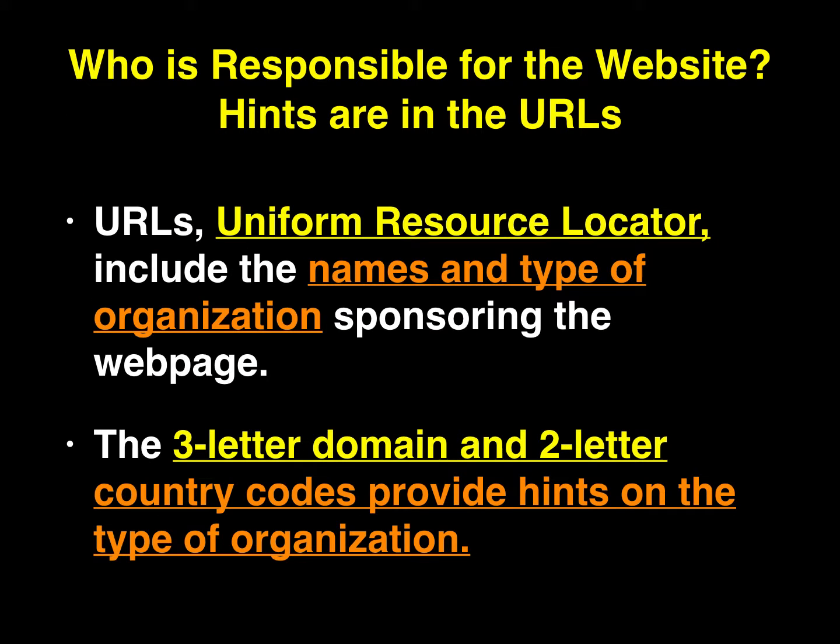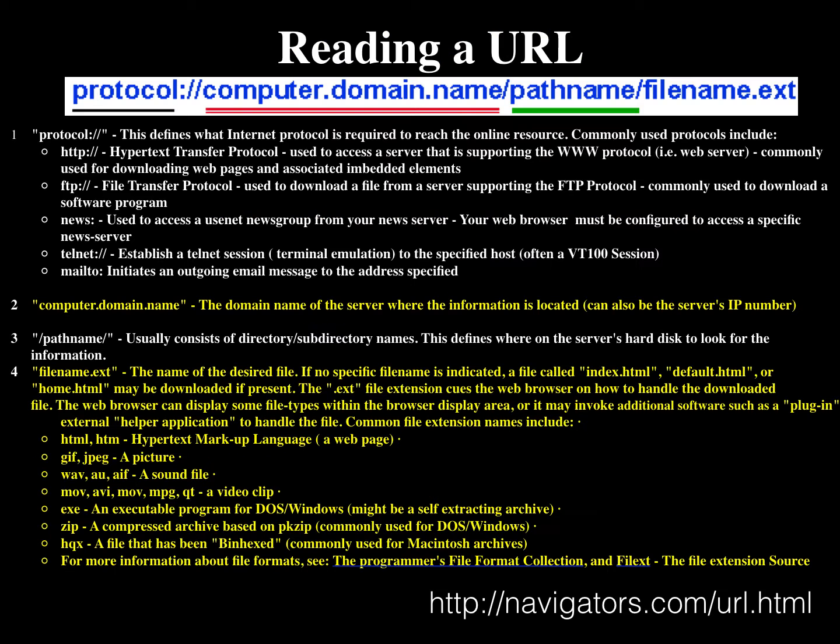Who is responsible for the website? Hints are in the URLs. URL, Uniform Resource Locator, include the names and types of organization sponsoring the web page. The 3-letter domain and 2-letter country code provide hints on the type of organization. Reading a URL, you've got protocol, computer domain name, path name, and file name.